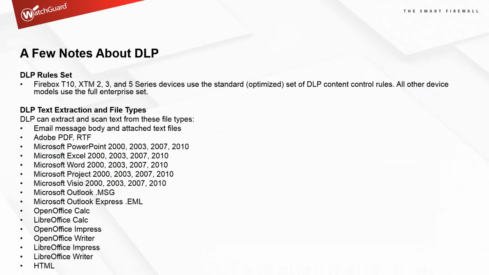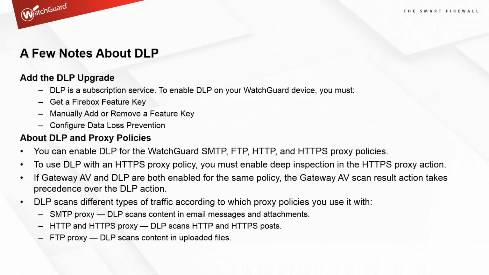There's a number of text extraction and file types that DLP will monitor, including HTML, the different Office suites out there, including Microsoft, email messages and text files, and Adobe PDF and RTF. DLP is a subscription service. To enable DLP on your WatchGuard device, you must get a Firebox feature key, manually add or remove a feature key, and then configure data loss prevention.